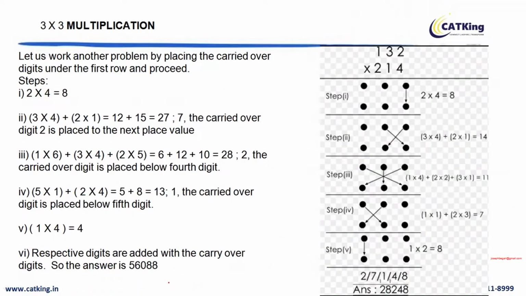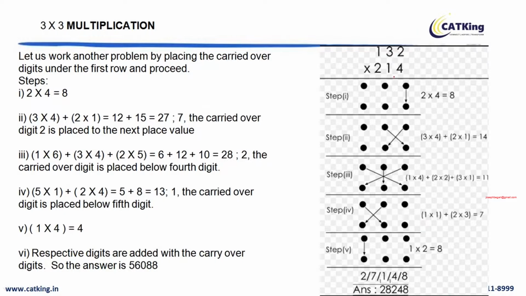I hope you have understood this. Let's look at another example. Let's say this is 132 into 240. As you know, the first step is 2 into 4, 8. Now we'll cross multiply these two, 3 into 4 and 2 into 1. So that is 12 plus 2, 14. Now the main step, the extremes multiplication and the middle's multiplication. So 1 into 4 plus 2 into 2 plus 3 into 1. So that is 4 plus 4, 8 plus 3, 11.